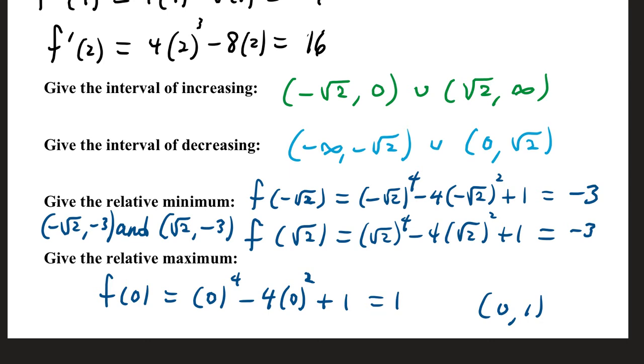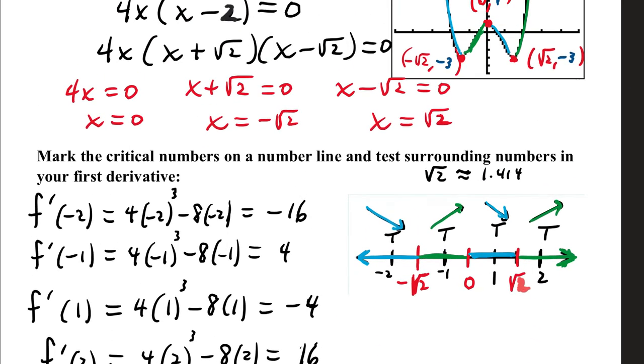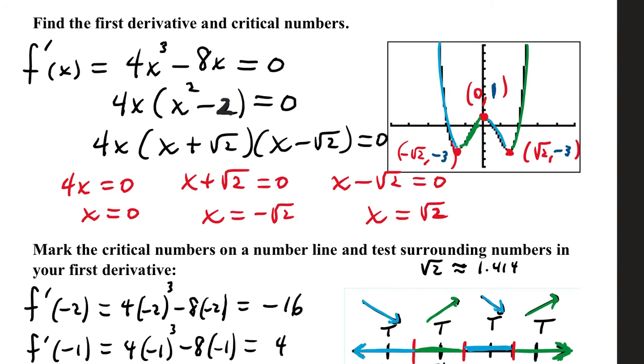The top of that little hill that was in the middle, because remember our graph was shaped like a smooth looking W, 0 is where that relative max will occur. Plugging that into the original function gives us 1. So the relative maximum occurs at 0, 1. So we have those values here and down here. Those are our relative max and min.